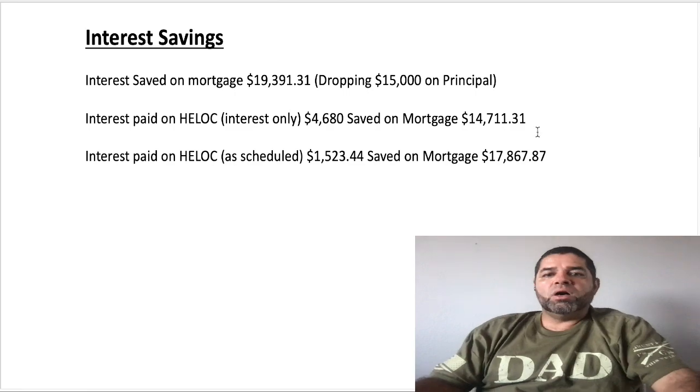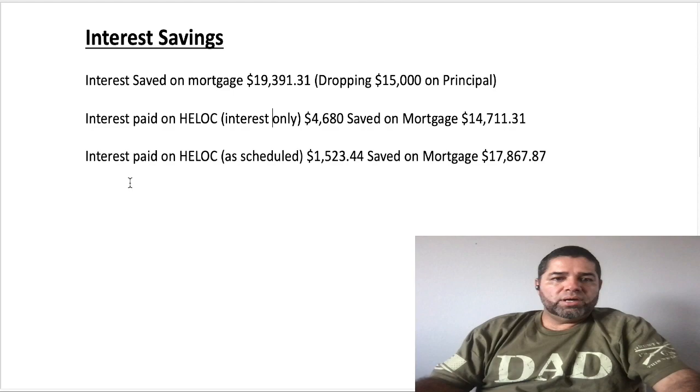Now let's look at the numbers if we only paid interest only on the HELOC, which as we covered you should not do. You would have paid $4,680 of interest on that HELOC, keeping the principal balance at $15,000 for the entire year. That still saves you $14,711.31 of interest on your mortgage, which is this $19,391 minus the interest paid on this HELOC of $4,680.